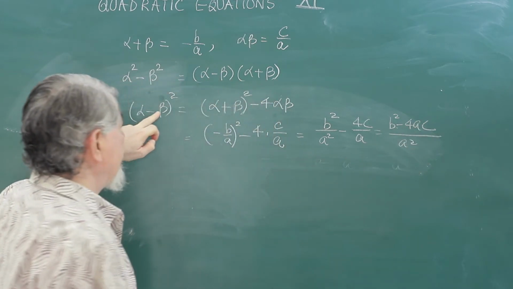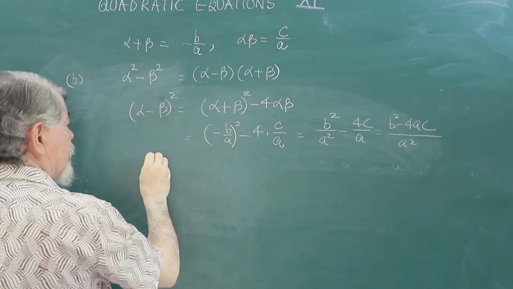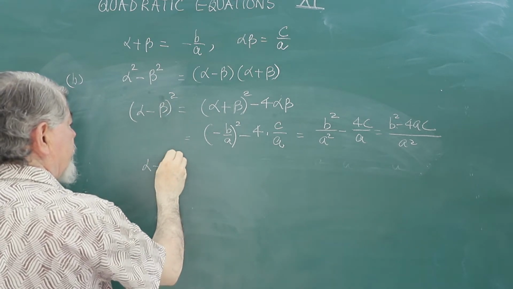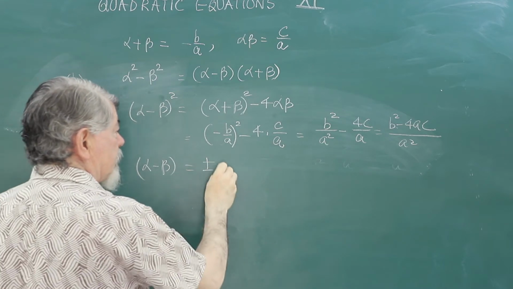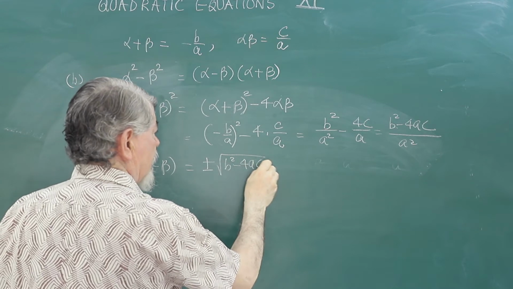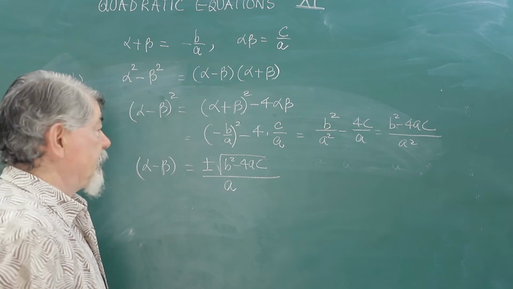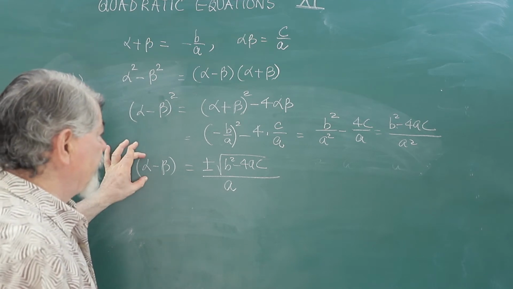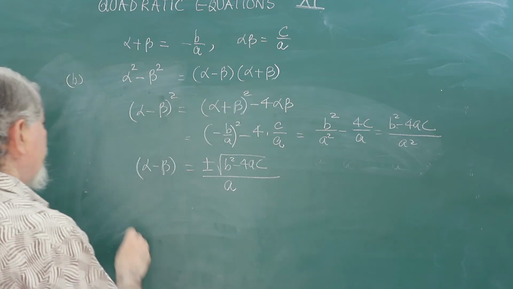This is the value of alpha minus beta whole square. So alpha minus beta will be, when we take a square root, plus minus under root b square minus 4ac upon a. The square root of a square is a. I've got the value of alpha minus beta. I already have the value of alpha plus beta now.